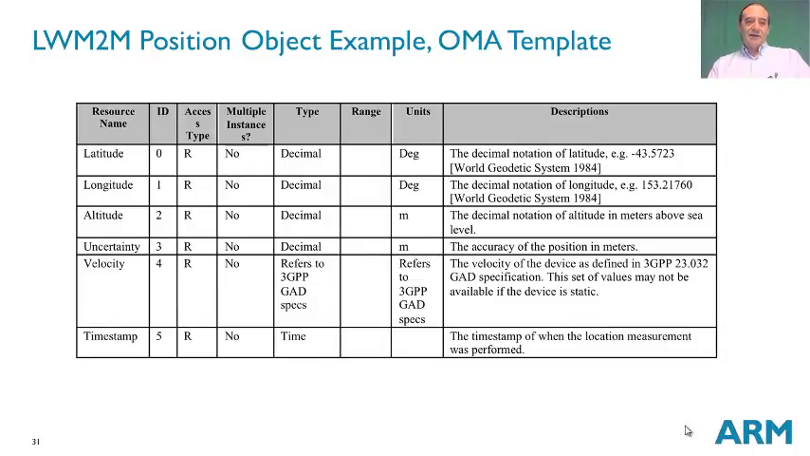An example of what's inside an object, here's the Lightweight M2M position object, and it has resources that represent latitude and longitude inside it, altitude, uncertainty, in other words, how good is the GPS signal that would lead you to determine the error bounds of the position, the velocity, which is available from some GPS interfaces as well, and a timestamp. So a management application wanting to know the position of the Lightweight M2M device would be able to read the position object and determine all of these things from it.